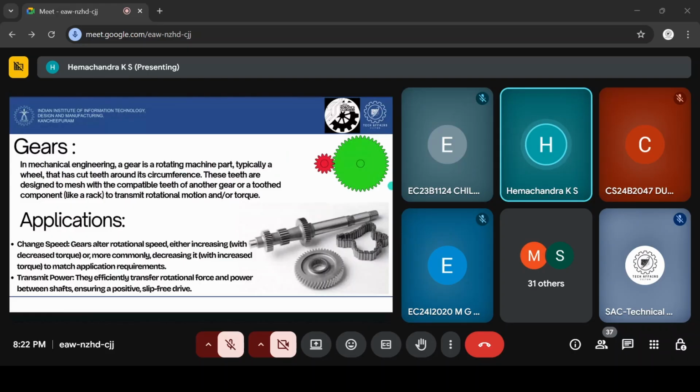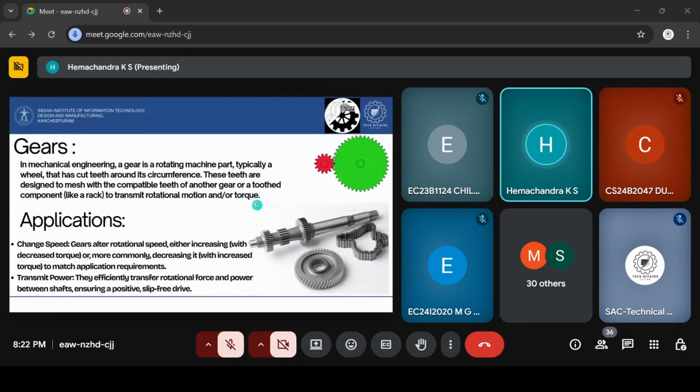In mechanical engineering, a gear is a rotating machine part, typically a wheel that has cut teeth around its circumference. If you see in this image, these projecting parts around this wheel are called the teeth of a gear. A gear is used to transmit rotational motion and torque in a system. The applications are to change speed. A gear alters rotational speed with increasing or decreasing torque.